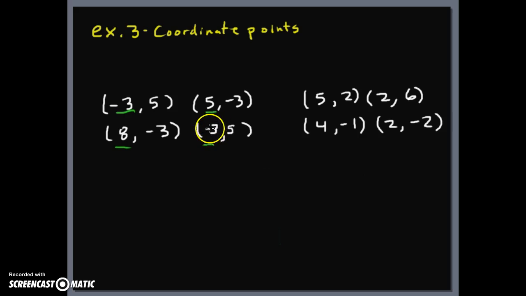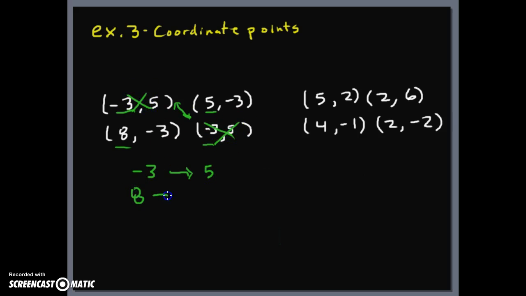And we've got negative 3 paired to 5. So this is just a repeat of the first coordinate point, and that's okay. Negative 3 is paired to 5, negative 3 is paired to 5, so this input of negative 3 is paired to the same exact output in both of the examples. So this meets the definition of a function because we've got negative 3 is paired to 5. That takes care of these two.